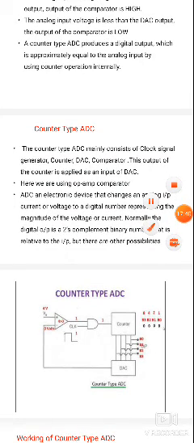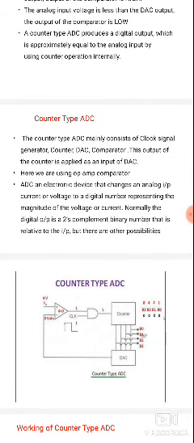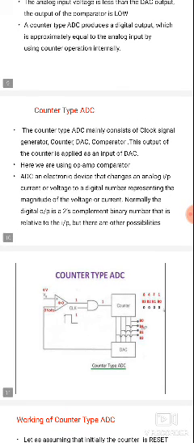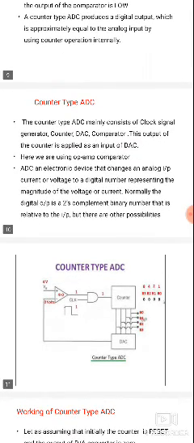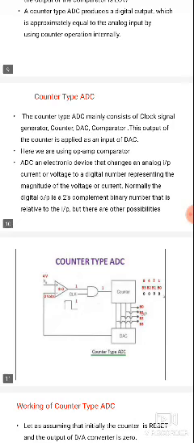A counter type ADC produces a digital output which is approximately equal to the analog input by using counter operations internally. The digital output will be either binary 0 or 1, equal to the analog input, using counter operation internally. So this is the circuit.